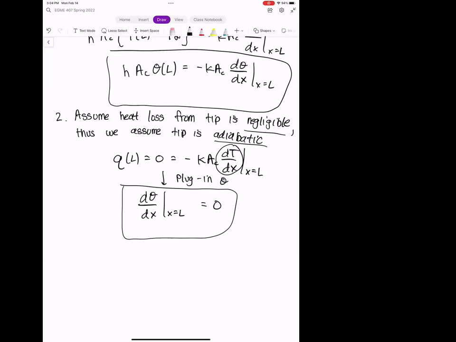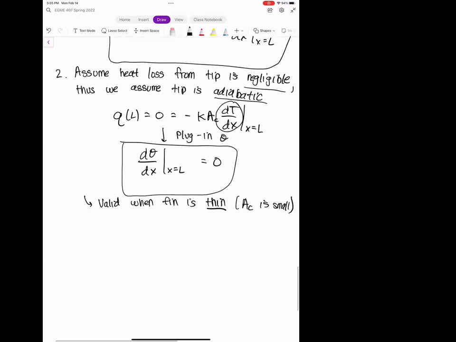Mathematically, this is a lot easier, but we do have to make an assumption. We basically have to assume that the heat transfer from the tip is negligible. This is a reasonable assumption when our fin itself is very, very thin. In other words, Ac is small. So I can draw a skinny fin here, and let's assume that this is our fin.